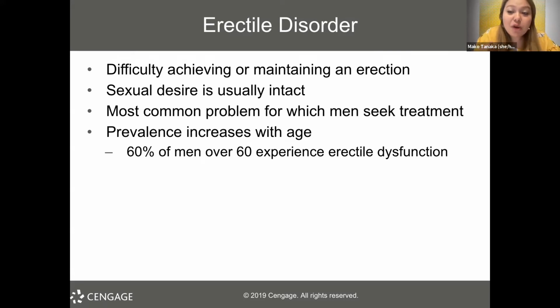This is actually the most common problem among men who seek treatment at sexuality clinics. And the prevalence rate for this type of dysfunction increases with age. So 60% of men over the age of 60 experience erectile dysfunction. So it's very common. And of course, just like the other disorders, it has to meet criteria beyond symptomology. So it has to be present for 6 months or more. It has to cause some amount of distress or impairment, and it can't be better explained by other factors.